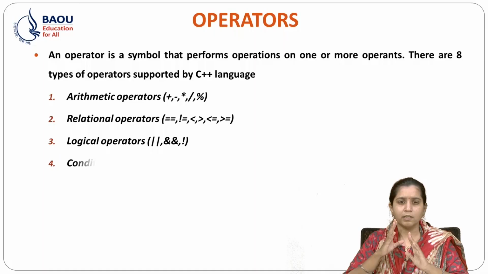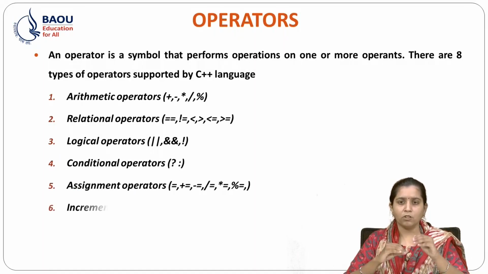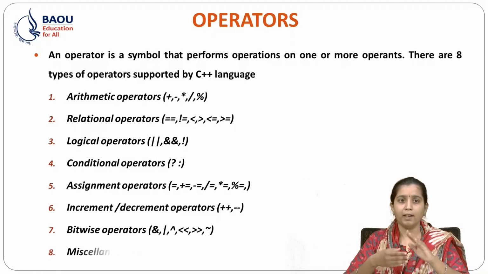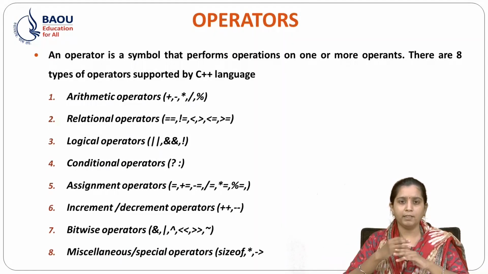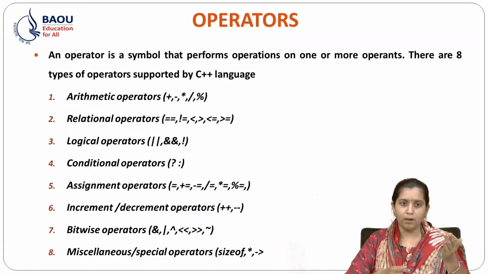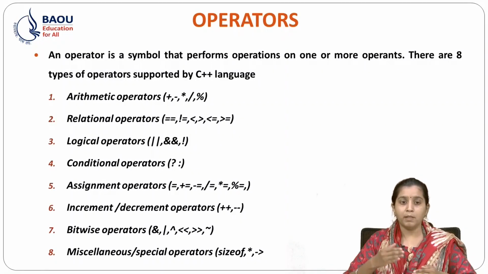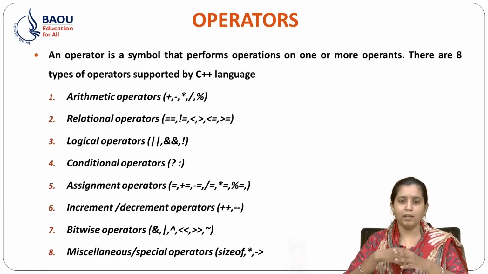Operators. Operator is a symbol that performs operations on one or more operands. There are 8 types of operators supported by the C++ language: arithmetic operators, relational operators, logical operators, conditional operators, assignment operators, increment or decrement operators, bitwise operators, and miscellaneous operators such as sizeof and pointer variable. These are the operators which we will use in the coming lectures, and we will see each of them in detail.